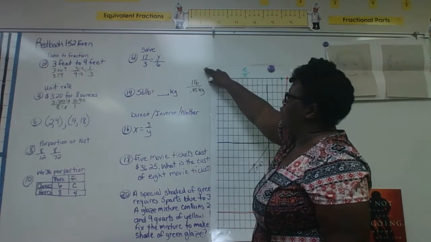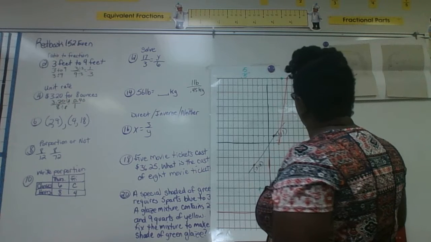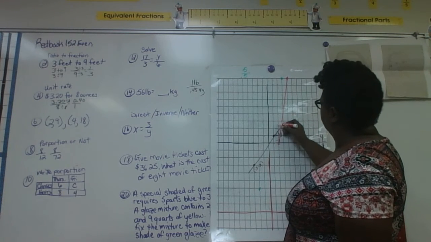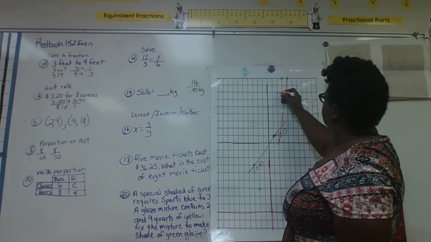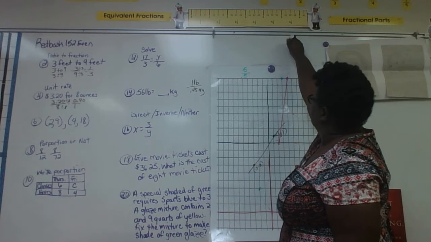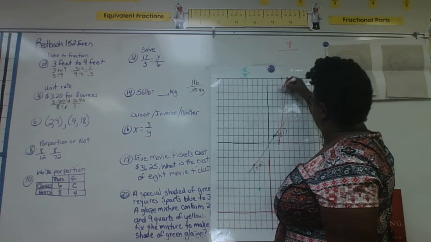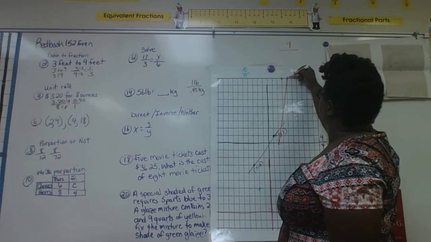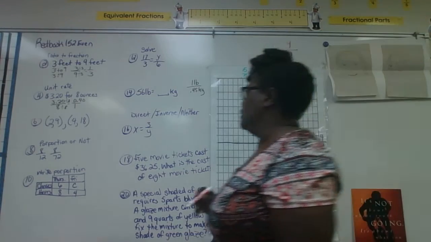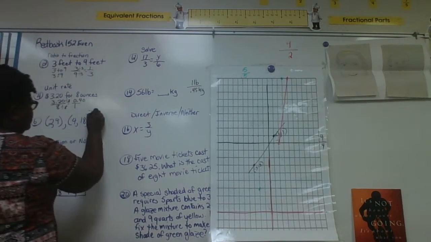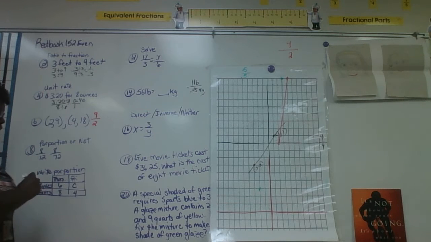Remember, our slope is our rise over our run. So let's rise. 1, 2, 3, 4, 5, 6, 7, 8, 9. Now let's run from here. 1, 2. Okay? So we have 9 over 2 as our slope for number 6.